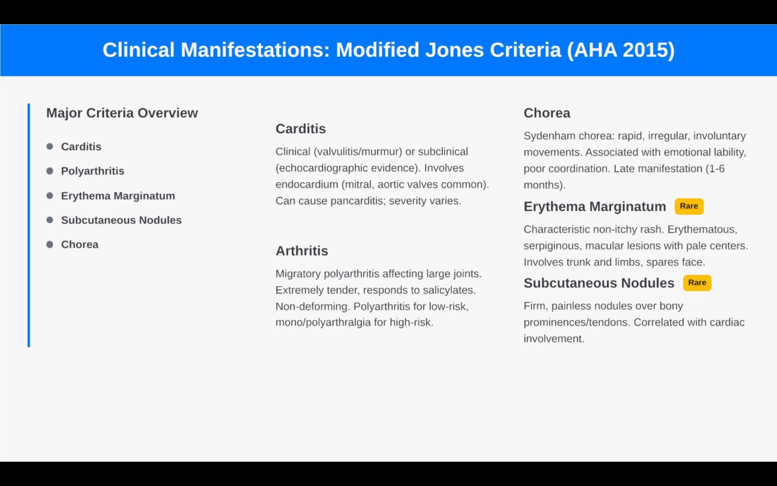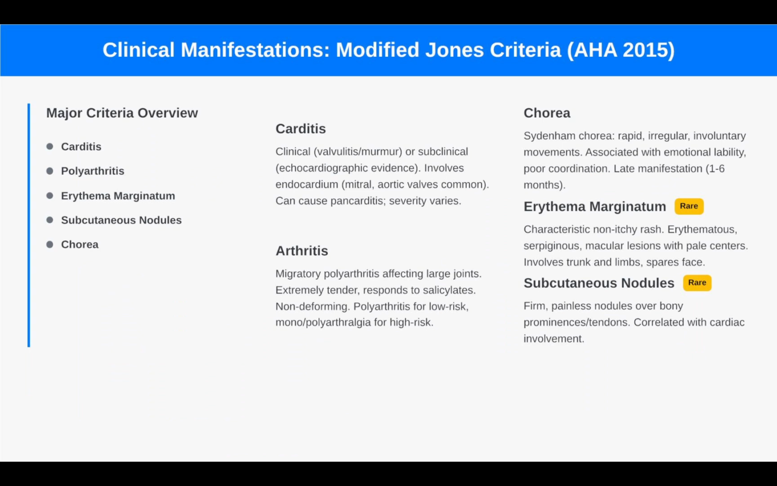Now we get to the core of diagnosis: the modified Jones criteria as updated by the American Heart Association in 2015. These are clinical manifestations backed by evidence of recent group A streptococcus infection. Let's break down the five major manifestations. First, carditis. This is the most serious.